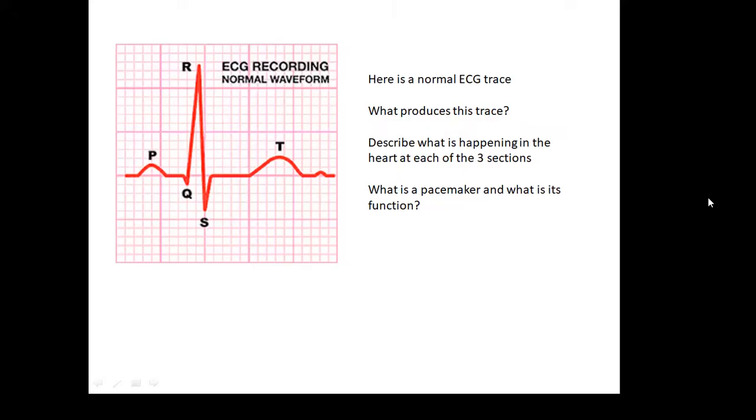So these are the questions you need to be able to do. Here is a normal ECG trace. What produces this trace? Describe what is happening in the heart at each of the three sections. What is a pacemaker, and what is its function?